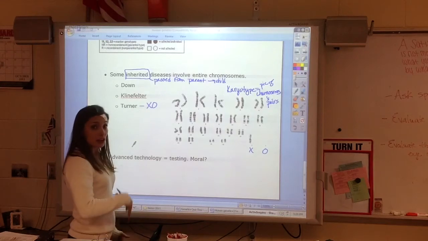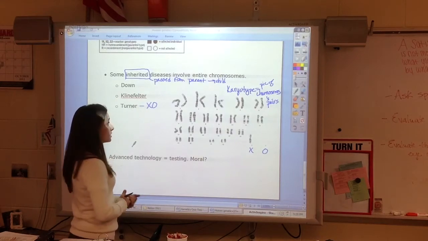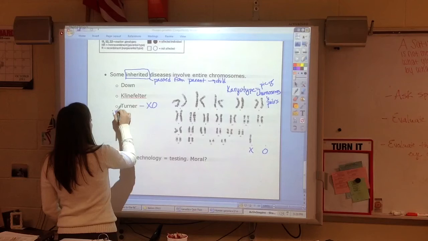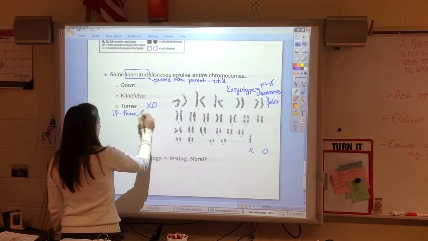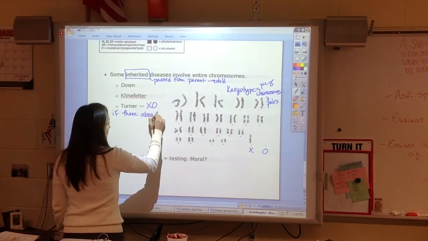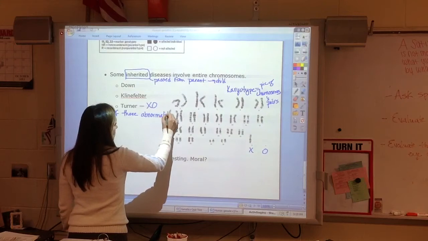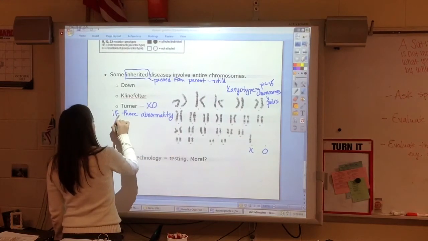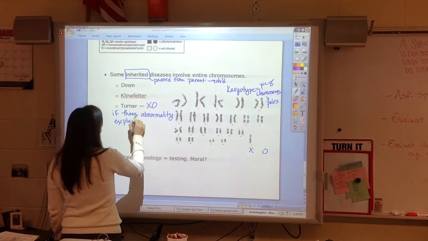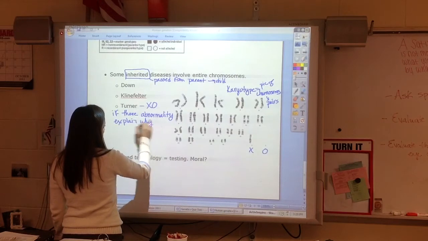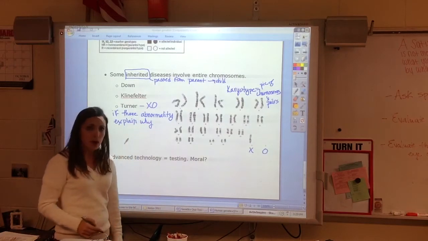And this is actually Turner syndrome, XO. And so the main thing that you're going to be asked to do is identify if there is an abnormality, and then you're going to be asked to explain why. Okay?